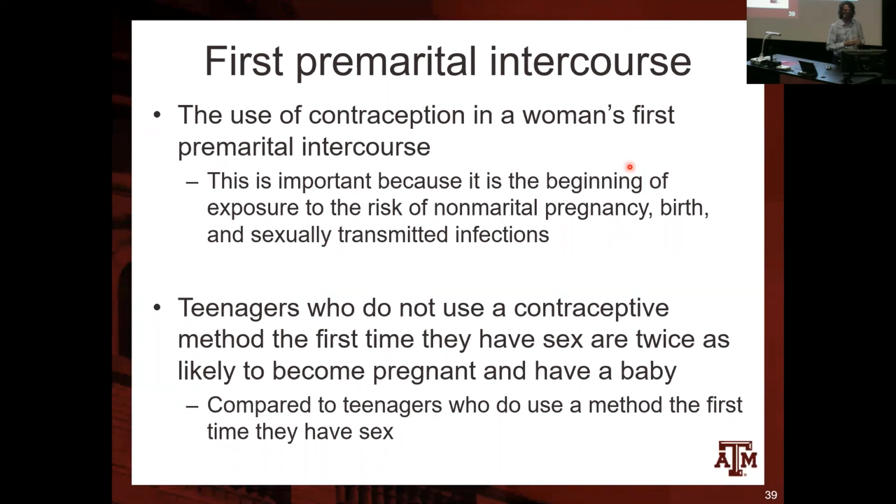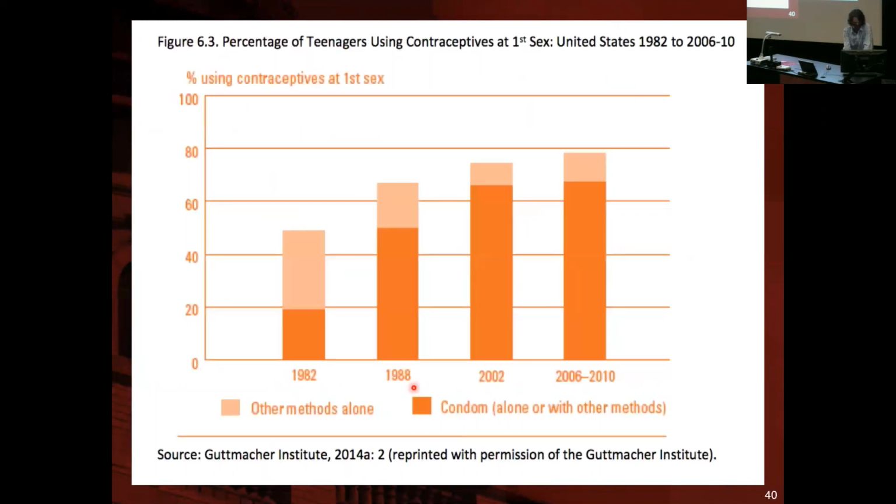The use of contraception in women's first premarital intercourse is important because it's the beginning of the exposure to the risk of getting pregnant. Teenagers who do not use contraceptive methods the first time they have sex are twice as likely to become pregnant and have a baby. And the percent of teenagers using contraceptives at first sex has been increasing over time, and usually it is condom, right? Not a permanent method like female sterilization, of course.